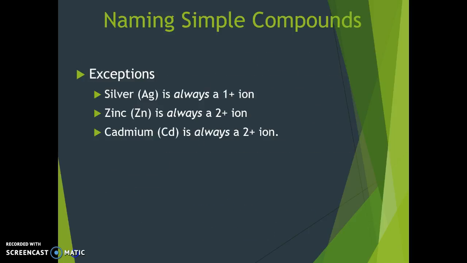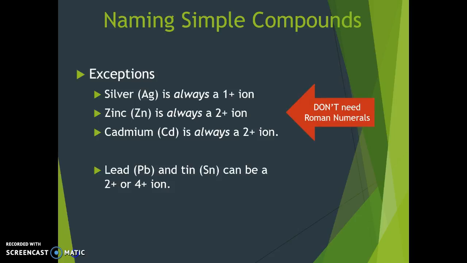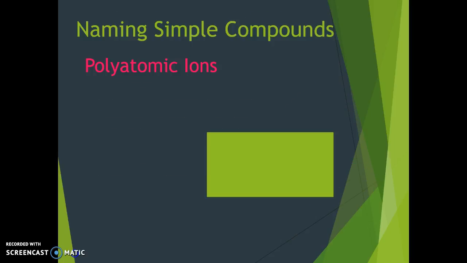There are some exceptions to the transition metal rule. Silver, zinc, and cadmium, although transition metals, always have the same charge. Therefore, when you are naming, you don't include Roman numerals with these elements. On the other hand, lead and tin are not transition metals, but both of these elements can exist as a +2 or a +4 ion. Therefore, you do need to include Roman numerals when naming with these elements.